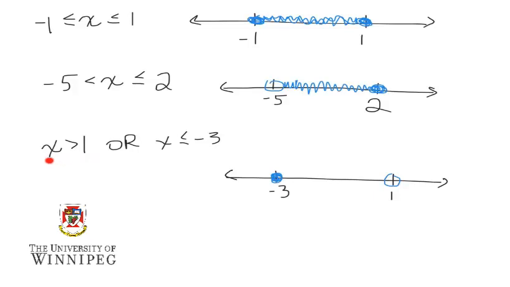Looking at our first portion, we need x is greater than 1. So that means I need all of the x values that are to the right of number 1. And the second portion here tells us we need all of the x values that are less than or equal to -3, or everything to the left of -3.